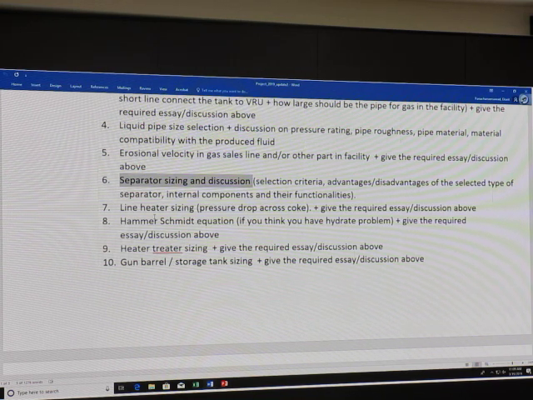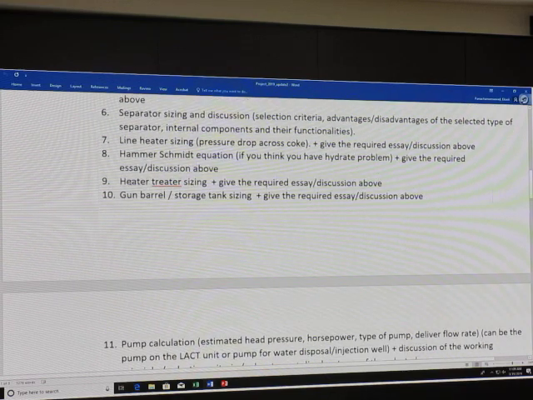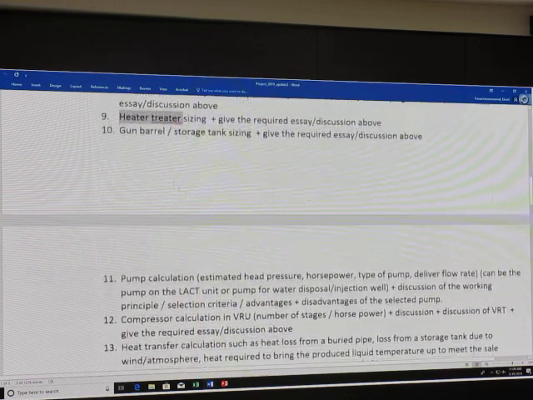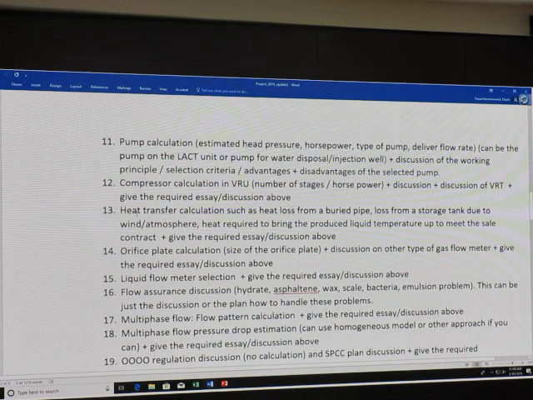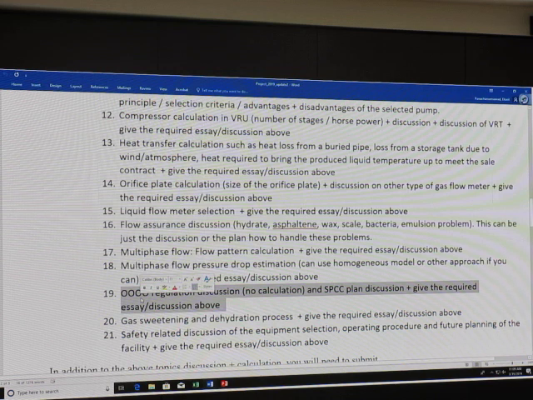Who did it wrong? Many of you, right? Don't worry about that yet. I'll explain why you should not worry about that too much. Okay, Hammerschmidt equation. I don't think you need the Hammerschmidt equation in design, but in this class you may select this. Heater treater, gun barrel, pump calculation, compressor, orifice plate, regulation discussion, SPCC plan. You may not have this, but in the design, you should have this.